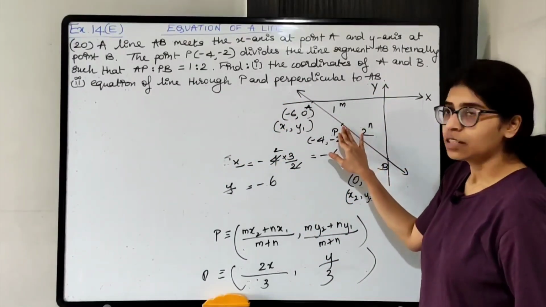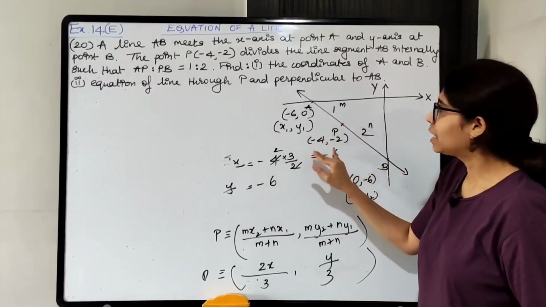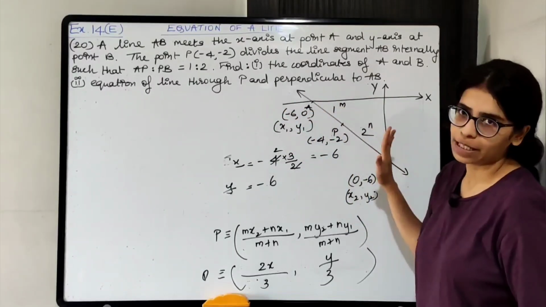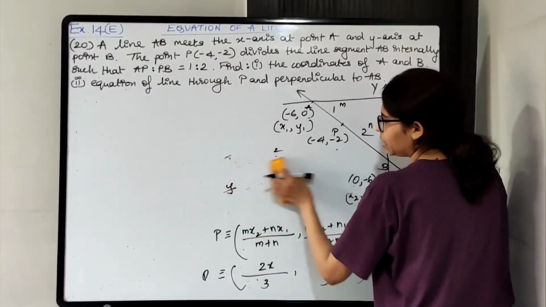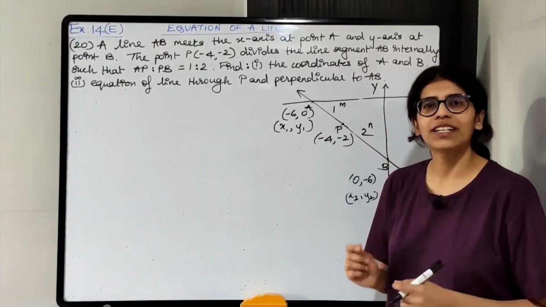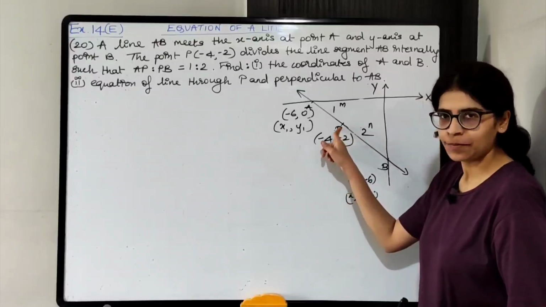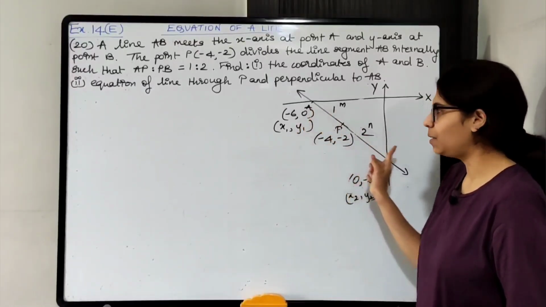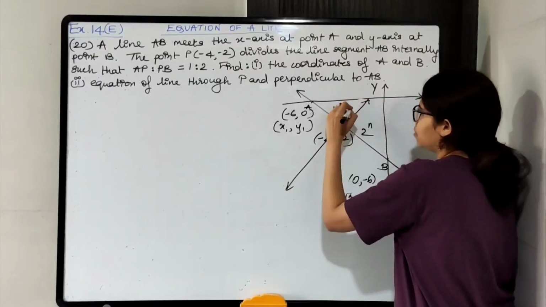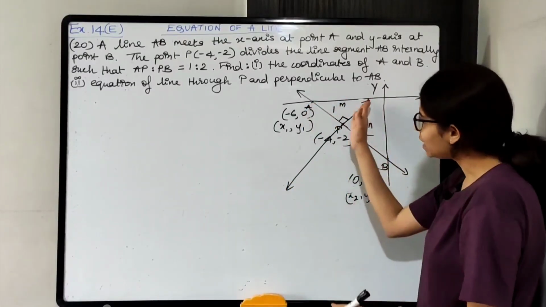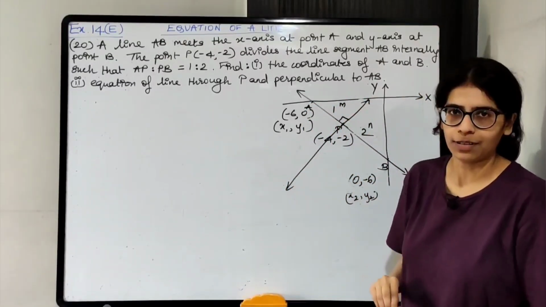There is a line which is passing through point P and it is perpendicular to AB. AB से perpendicular है. Okay, so let me erase this first. So there is a line which is passing through P and is perpendicular to AB. So this line is perpendicular to AB. इसका equation क्या होगा ये find out करना है.